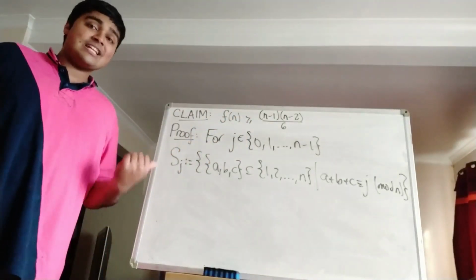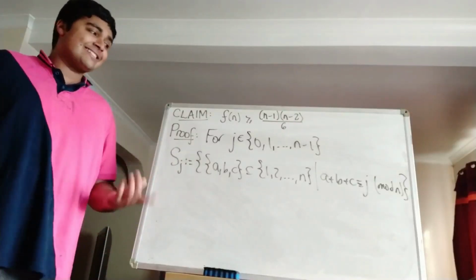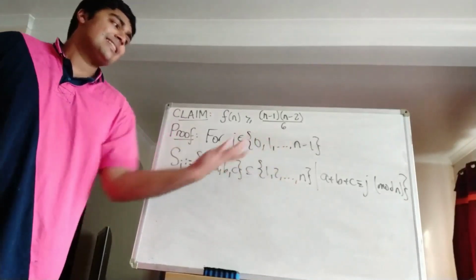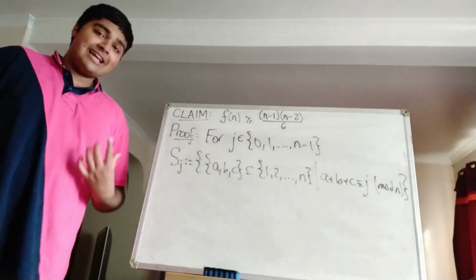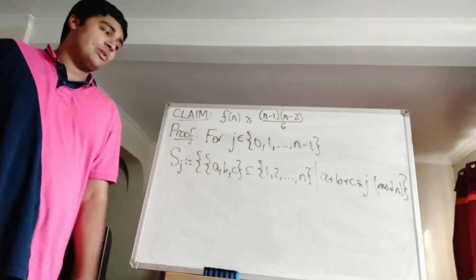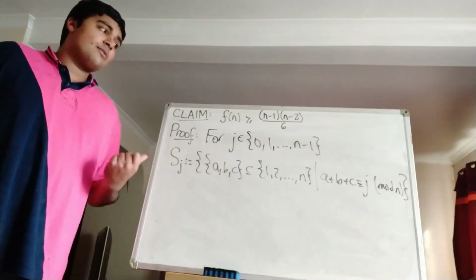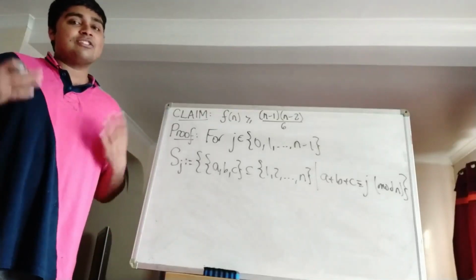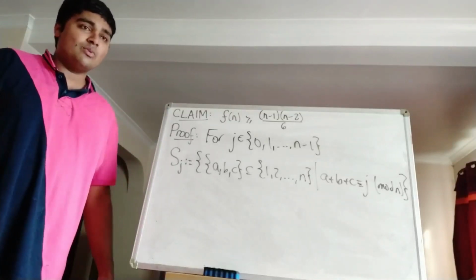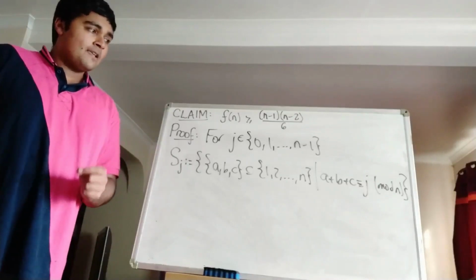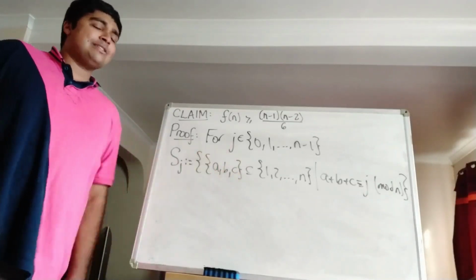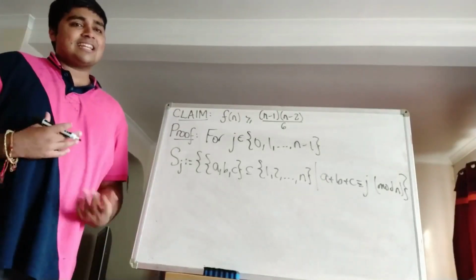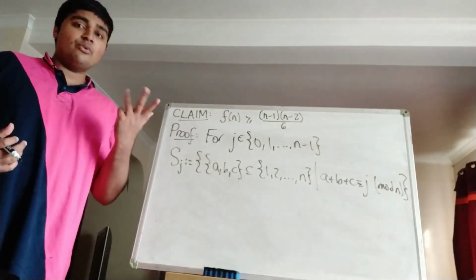And firstly, we need to check that Sj satisfies the properties to be a valid S. Firstly, it's a set of subsets of the set 1 up to n. That's pretty clear. Secondly, each element has cardinality 3, and again, that's pretty clear because they're all of the form ABC. And the final thing we need to check is that if we take any 2 distinct elements in S and look at their intersection, then the cardinality of that will be less than or equal to 1, so either 0 or 1. Well, to see that, firstly notice that if we take any 2 elements in S, because they're both cardinality 3, their intersection is going to be either 0, 1, 2, or 3.